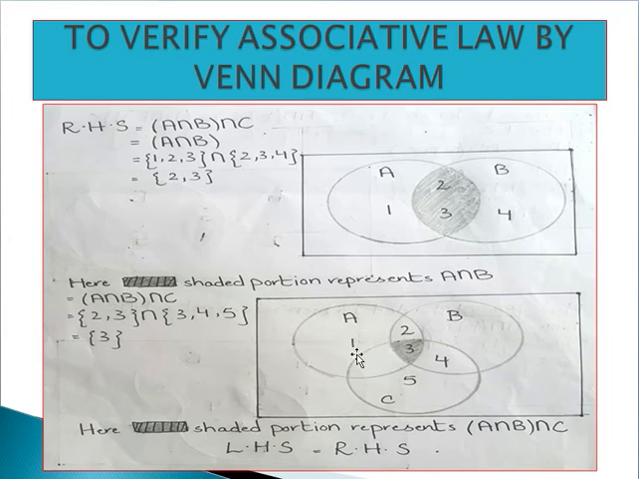A has elements 1, 2, 3. B has elements 2, 3, 4. And C has elements 3, 4 and 5. So these all circles are overlapping each other. But this shaded portion shows (A intersection B) intersection C. So students, it means our left hand side and right hand side are same. So left hand side is equal to right hand side.